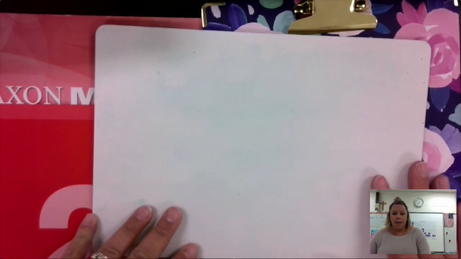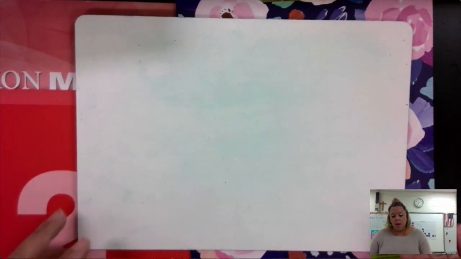So we're going to pretend that my clipboard here, this whiteboard, is a store. It's the movies, it's the cafeteria, it's the doctor's office, or it's another special place in our story. So we're going to act a story out. And we have 4 children.